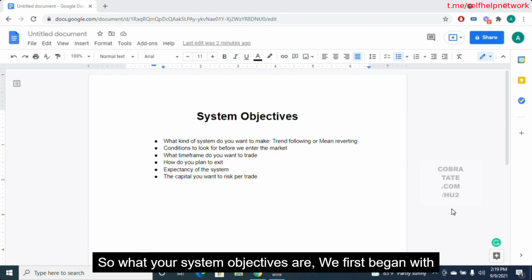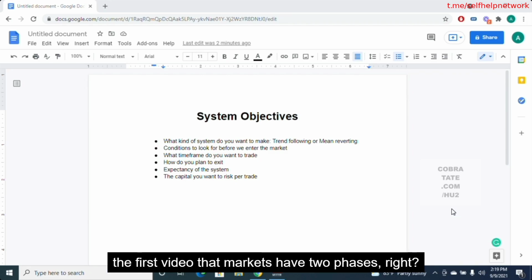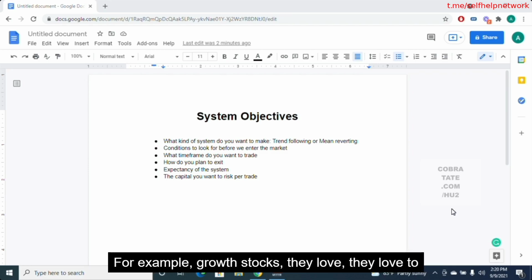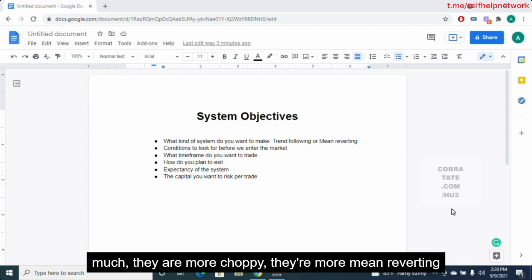All right, so for your system objectives, we first begin with what kind of markets you want to trade. As we discussed in the first video, markets have two phases, right? One is trend following, one is mean reverting. Each security has certain properties which make it more likely to be in one of the two categories. For example, growth stocks love to trend. They trend beautifully, while dividend stocks, retirement stocks, old companies, don't trend as much. They are more choppy, more mean reverting.